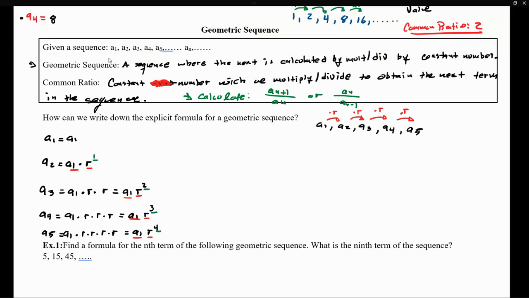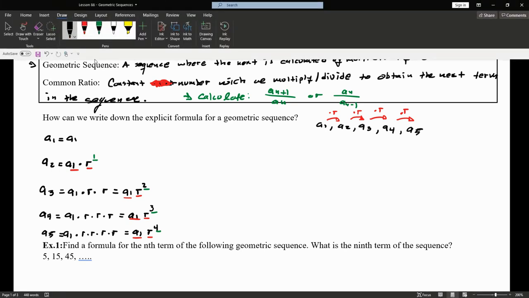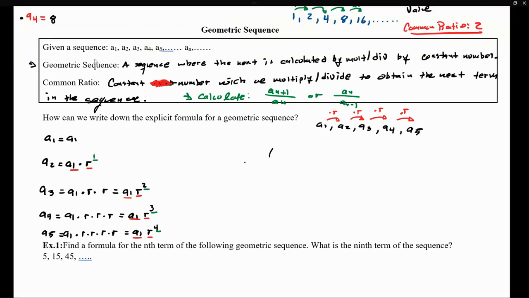Right now, you can see that the exponent is 1. But notice that in order for me to find the fifth term, r was raised to the fourth. For me to find the fourth term, r was raised to the third. To find the third term, r was raised to the second. So notice that the value of the exponent is always going to be 1 less than the term that we want to define. And thanks to this small relationship, now we can define the explicit formula for any geometric sequence.